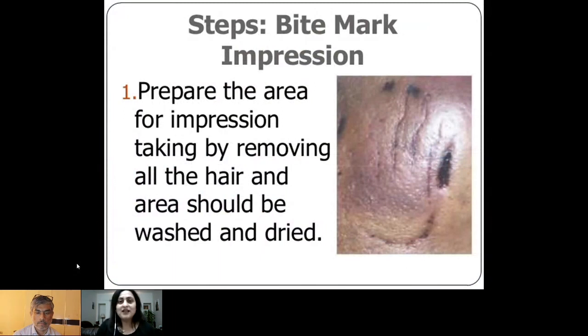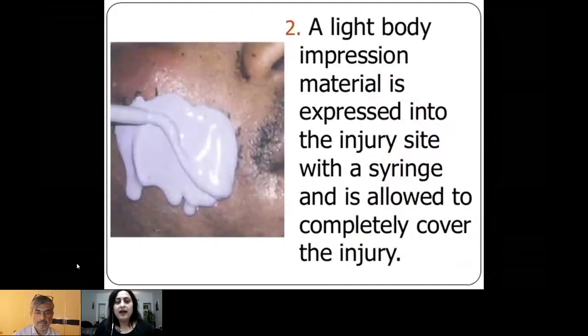If you have visited the dentist for a crown or a denture, you will definitely know how the impression is taken. It is a negative replica of whatever we want to replicate. A light body impression material, that is a rubber-based siloxane material, is expressed to the injury site with a syringe, and it is allowed to completely cover the injury. We need a negative replica of the bite mark, so this light body impression is allowed to set in there.